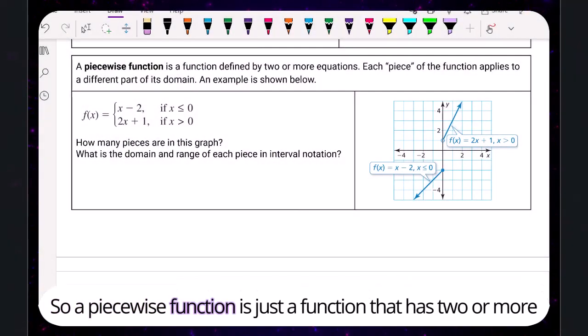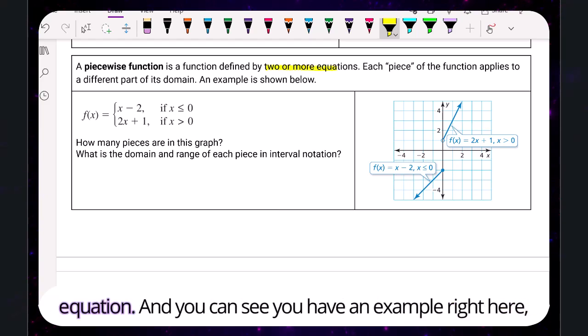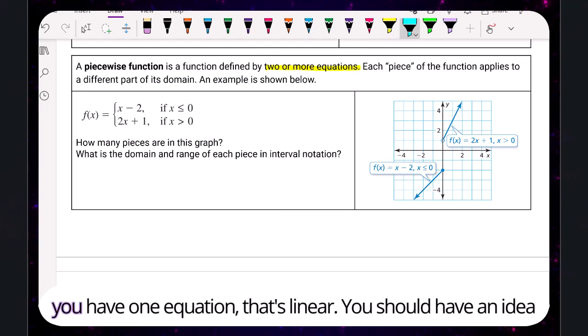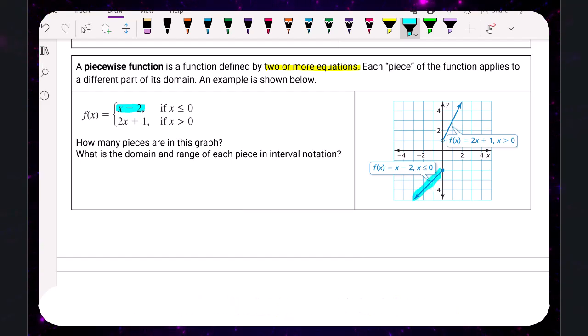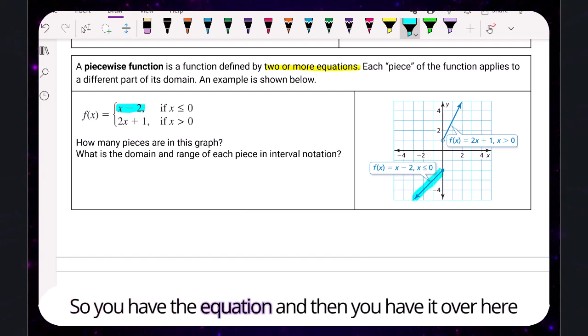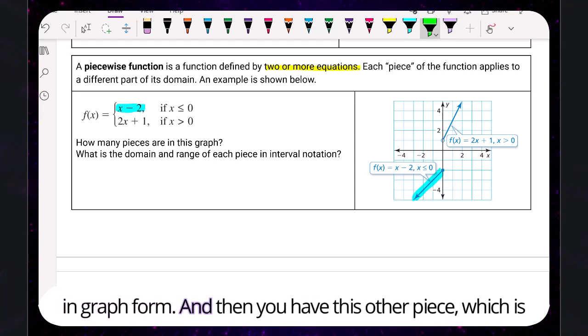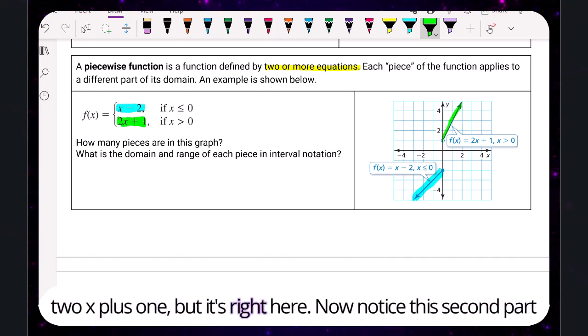So a piecewise function is just a function that has 2 or more equations. And you can see you have an example right here. You have one equation that's linear. You should have an idea of what that looks like, and it is right here. So you have the equation, and then you have it over here in graph form. And then you have this other piece, which is 2x plus 1, but it's right here.